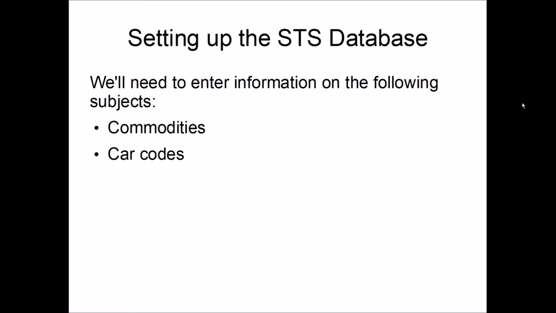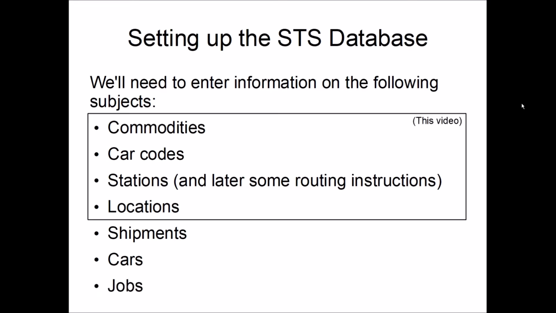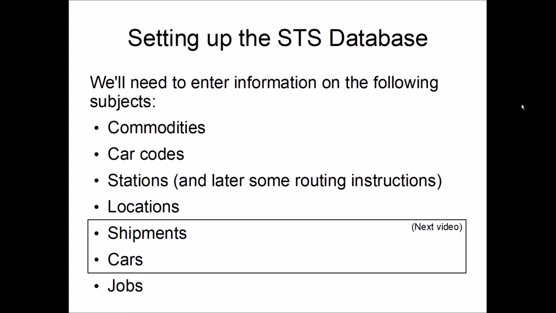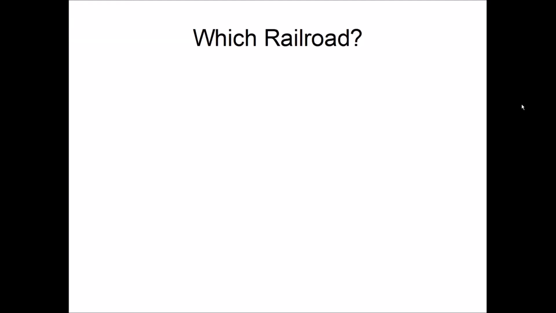If you look in the STS User's Guide, there's some forms you can use to fill out that will help you do this sort of thing. Because the database has these 7 bits of information, we've divided it into 3 sections. We're going to do the first 4 parts in this video. The next video will consist of shipments and cars, and then the third video will be setting up the jobs, which is a little more complicated.